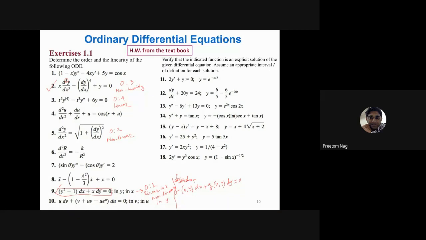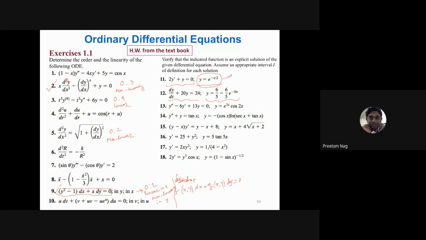So the next thing is to verify that the indicated function is an explicit solution of the given differential equation. That means here it says that y equal to e to the power minus x by 2 is the solution of these differential equations. You have to verify this. Assume an appropriate interval I of definition for each solution. So if you consider y as the solution of these differential equations, how can you verify it? We showed this in the last class.